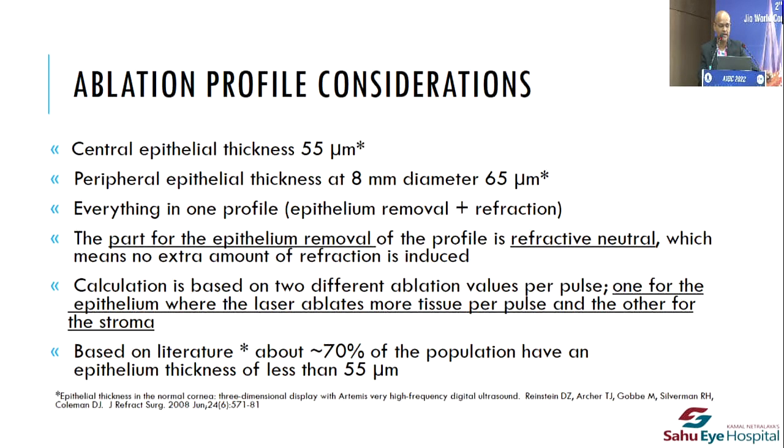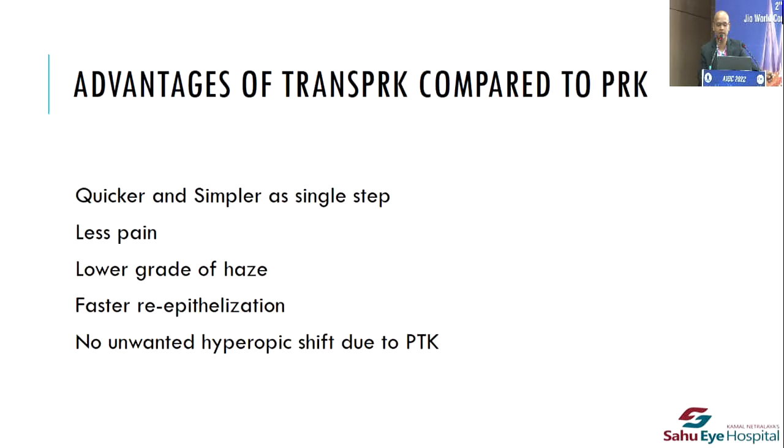So as I said, on ablation profile consideration, it is refractive neutral for the epithelium removal and has different ablation rates for the epithelium and the stroma. It makes an assumption that the epithelial thickness is 55 micron in the center and 65 in the periphery. But with the upgrades which have come, you can actually enter the epithelial thickness, though the company says that you need not change it. So you can do an epithelium map on the spectral domain OCT and try to titrate it. But because they claim it to be a refractive neutral procedure, they really don't advocate it.